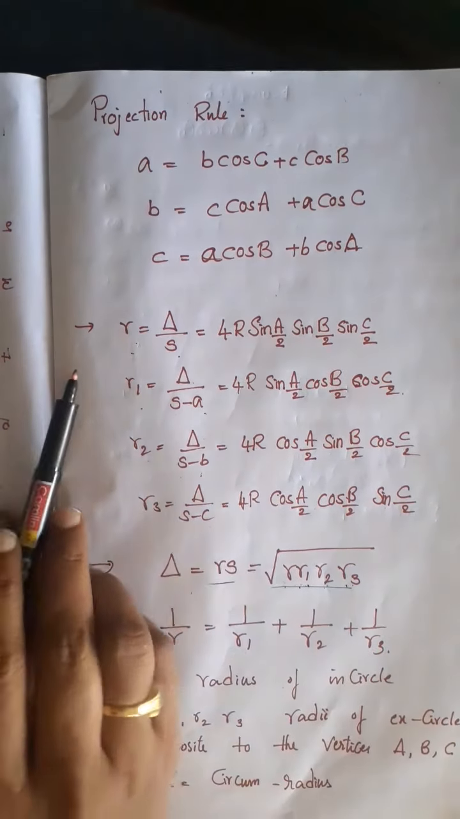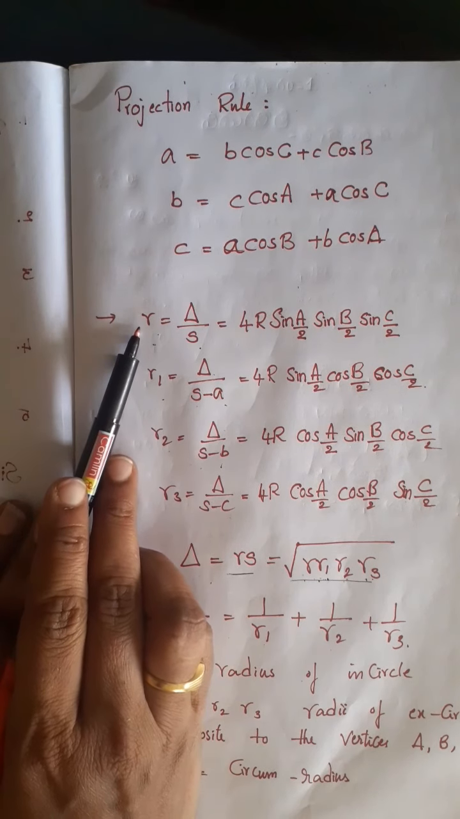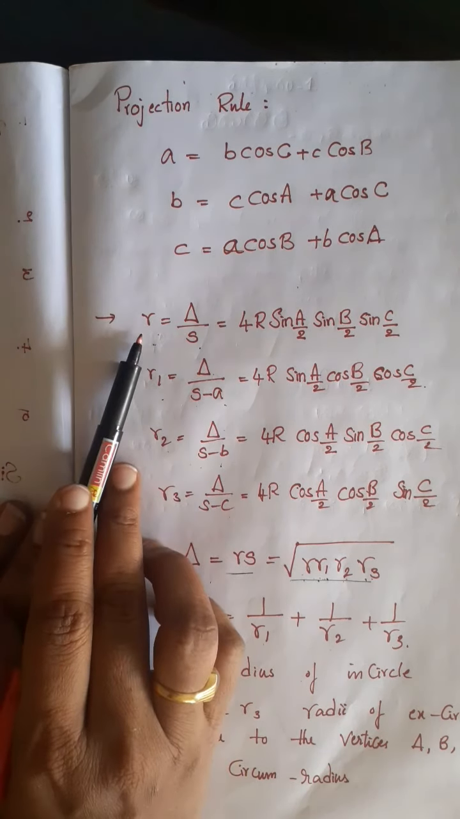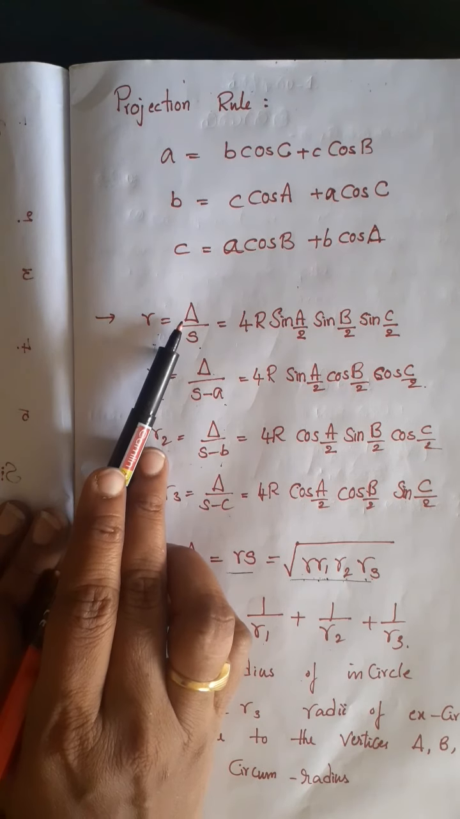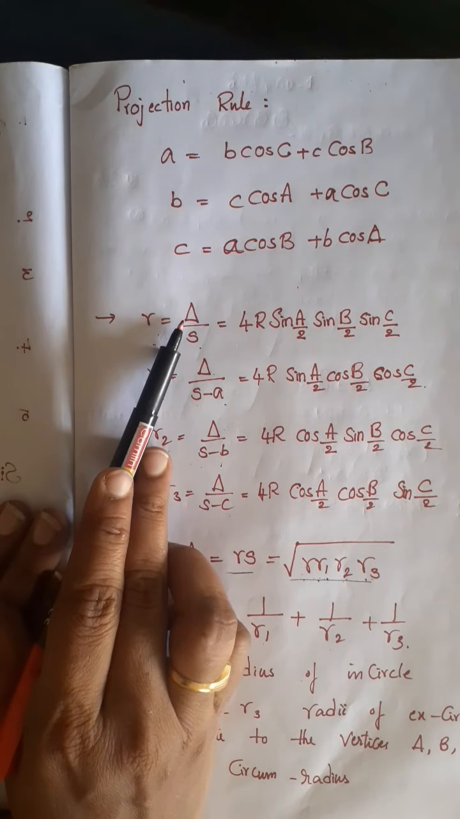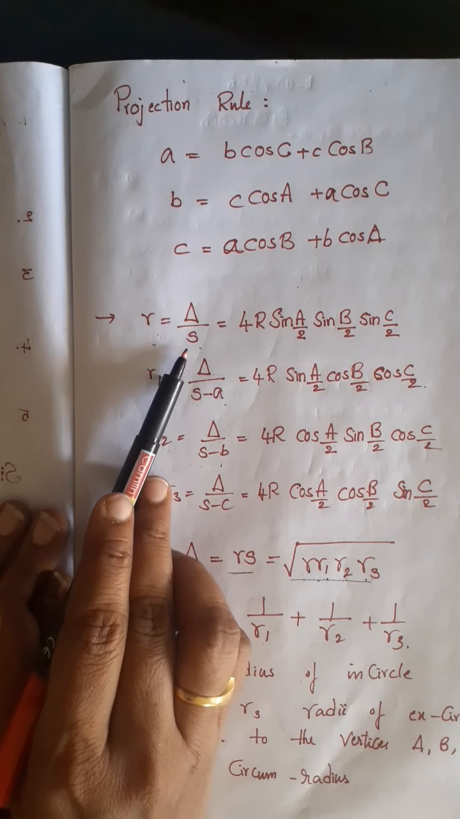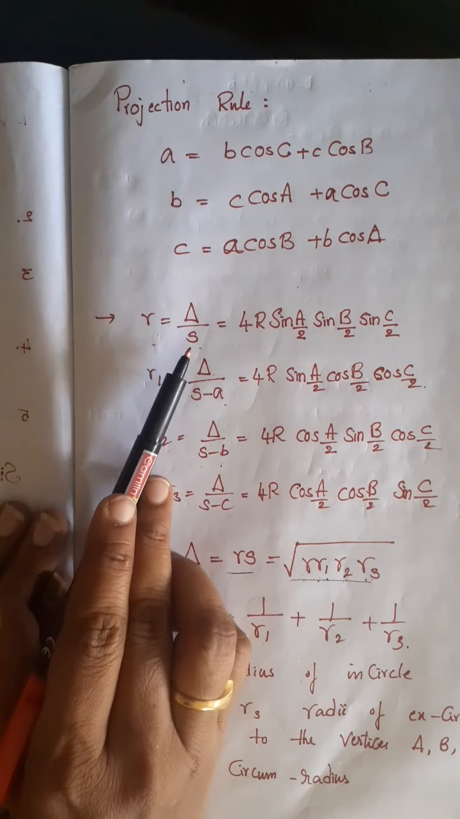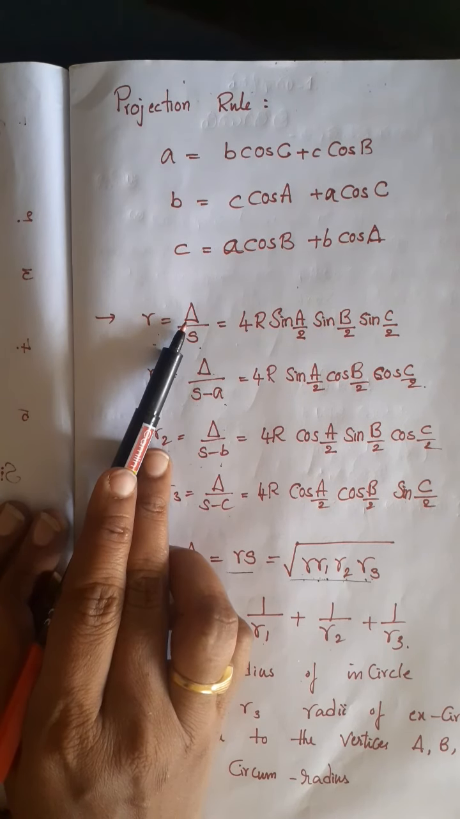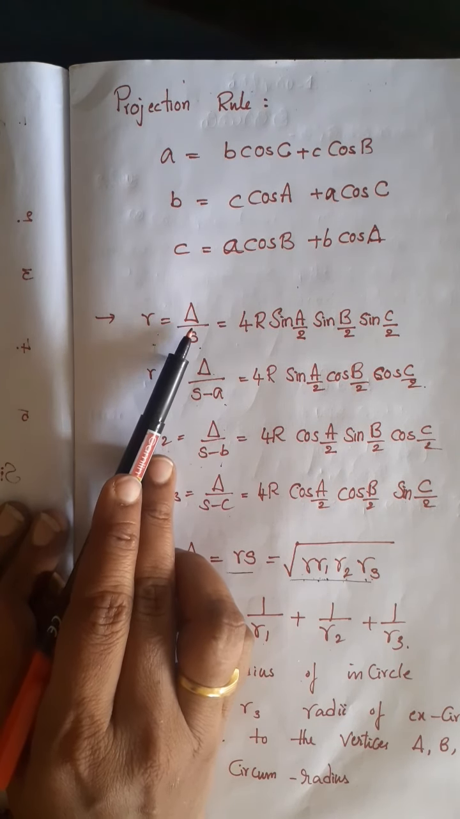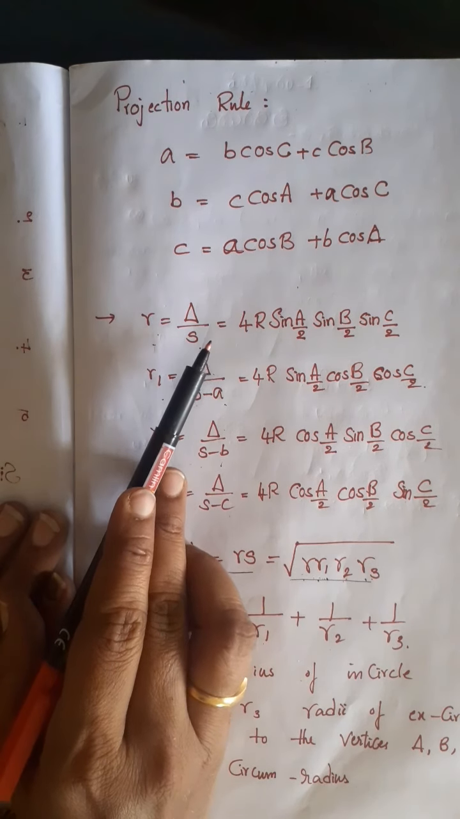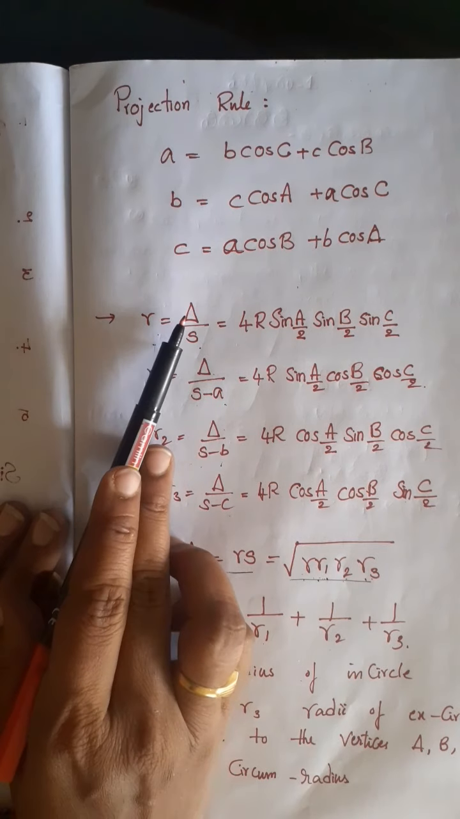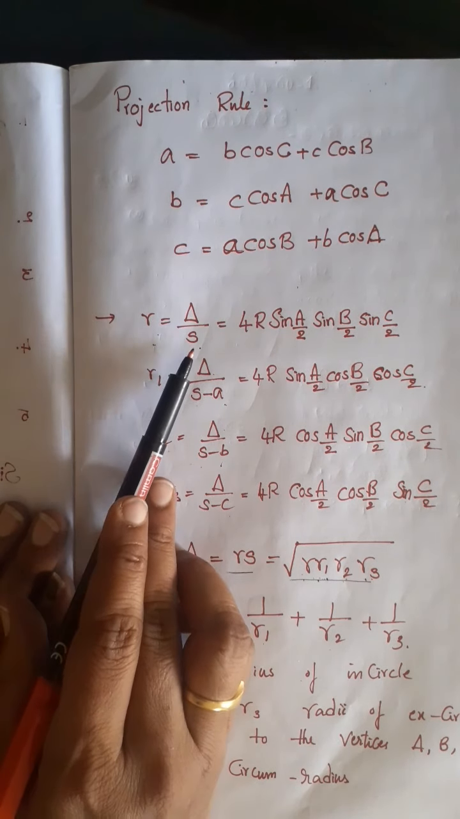And not only that, we have to know the formulas of r, r1, r2, r3 also. Already I told you what is r. r is given by delta by s. If you know a, b, c, then you can find s, right? s is equal to a plus b plus c by 2. How do you find delta? Delta is equal to the square root of s into s minus a into s minus b into s minus c. By that formula you can find delta. So if you know a, b, c, you can find r value by delta by s.